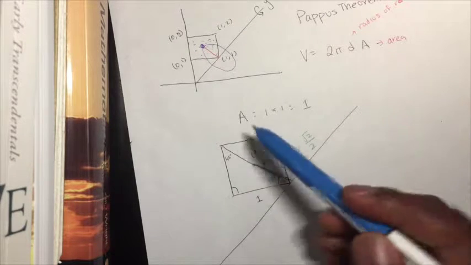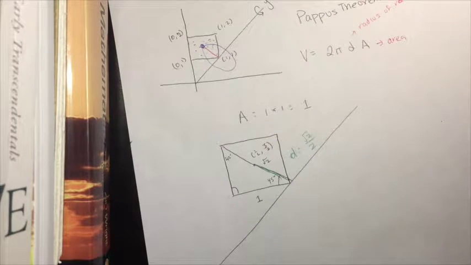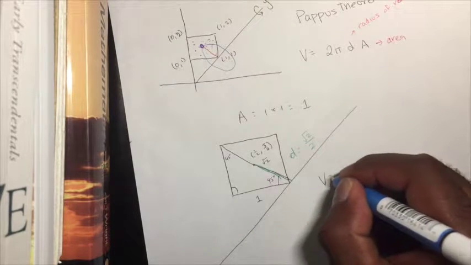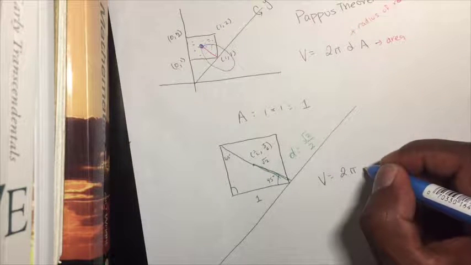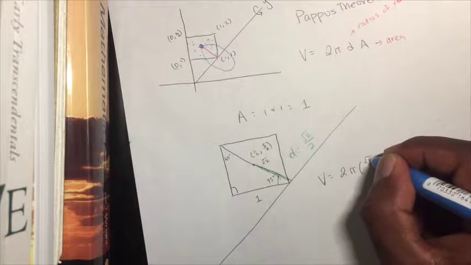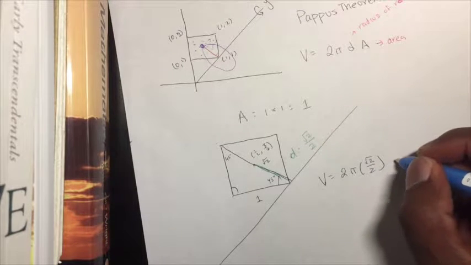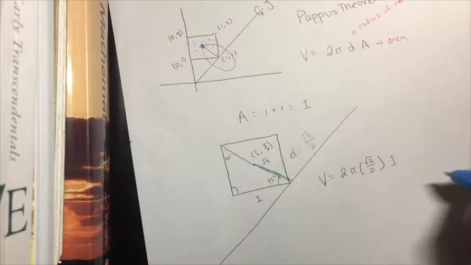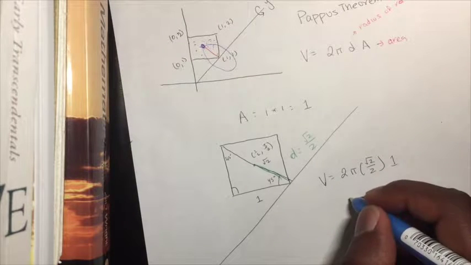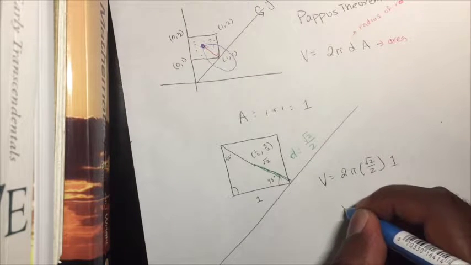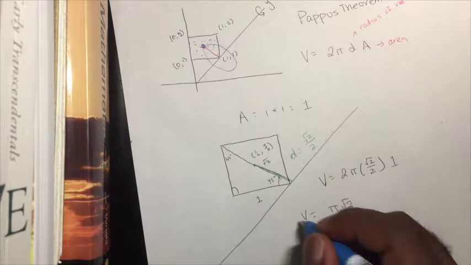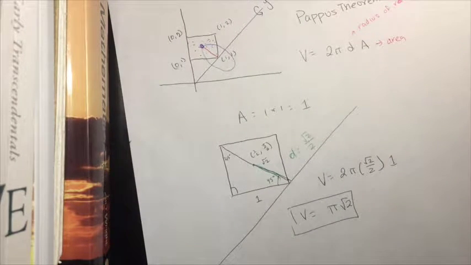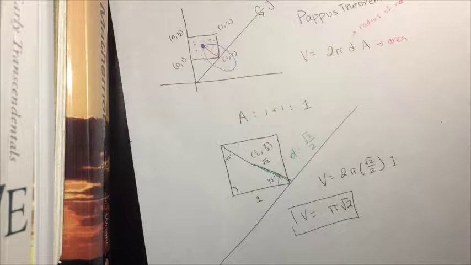So now we know the area and we know the radius of rotation. And now we can plug this into our formula and we will get volume equals 2 pi times our radius of rotation, which is d, which is root 2 over 2, times the area, which is 1. And this simplifies to root 2 times pi. This is a very simple method, Pappus theorem.